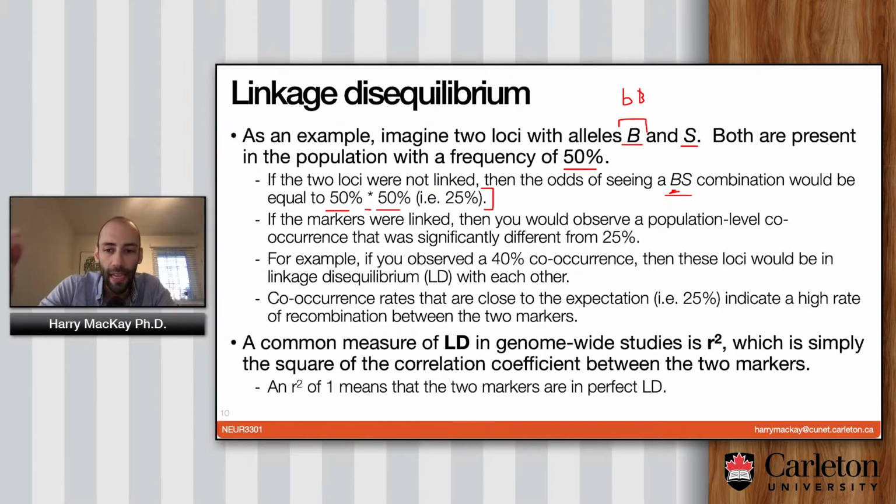However, if they're linked, what you would see is that on the population level, you would see them co-occurring more often than 25%. So, for example, if you observed a 40% co-occurrence, these loci would be in linkage disequilibrium with each other. Equilibrium would mean that they're random and not connected whatsoever. So the chance of seeing them both together is just the allele frequencies of each multiplied together. But if you see something other than that, then they're in disequilibrium with each other, and they are therefore linked.